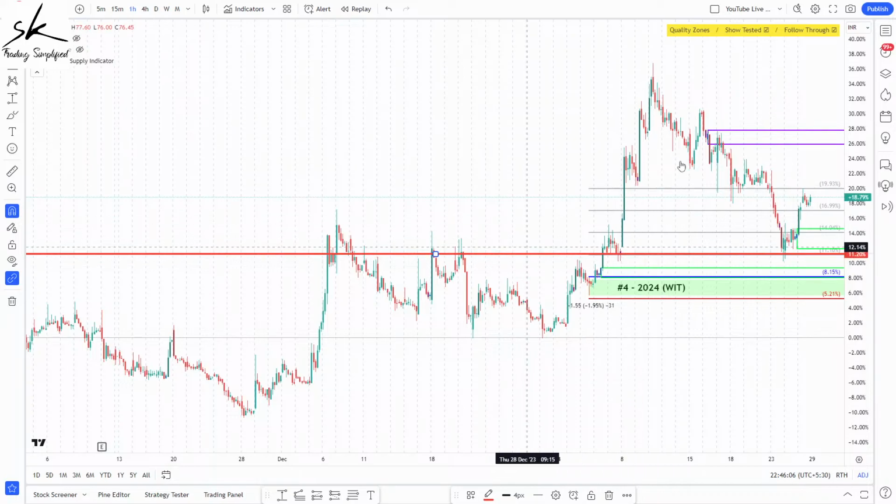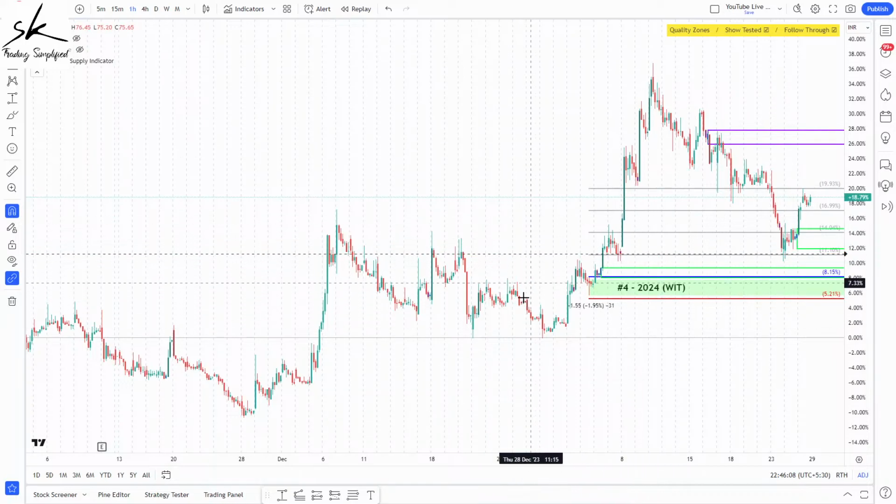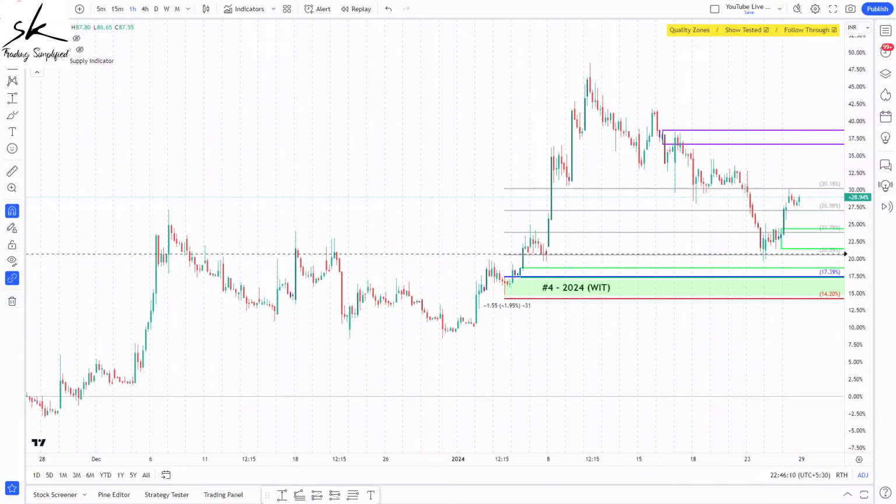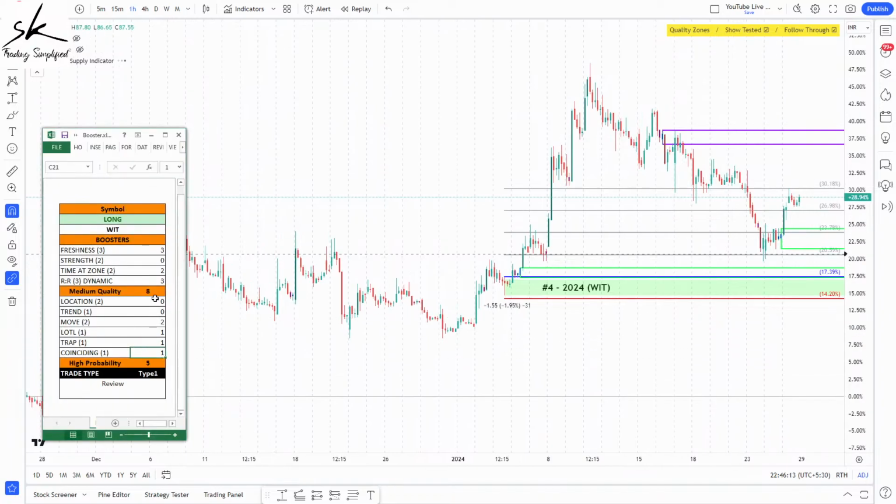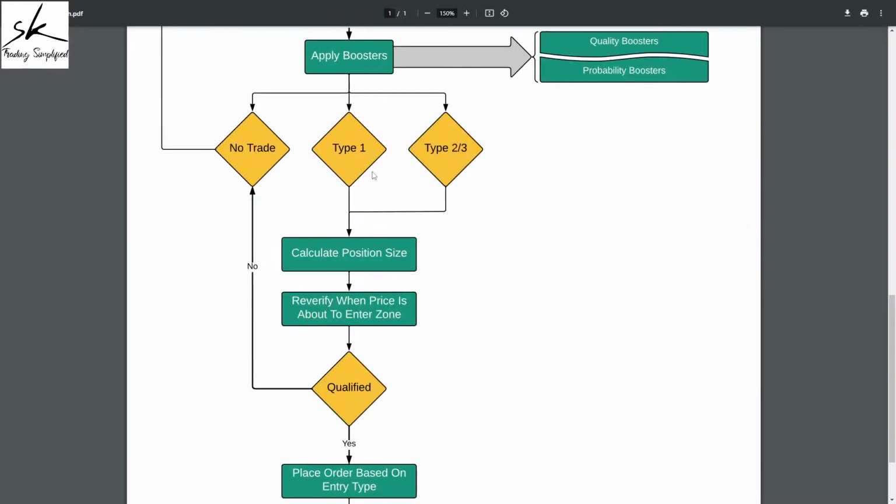So yes, that possibility is there that it might work like a trap, for which I gave it a score of 1. If you look at the overall scoring, we have a score of 8 for quality, which makes it a medium quality zone. But since it is high probability, medium quality and high probability can be done as a type 1 trade.